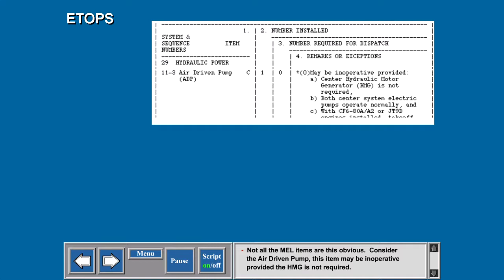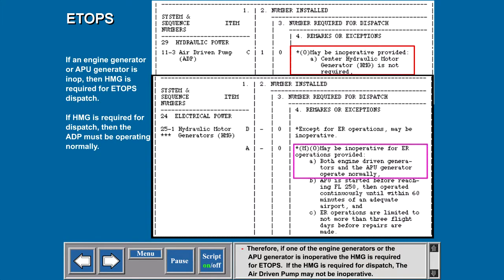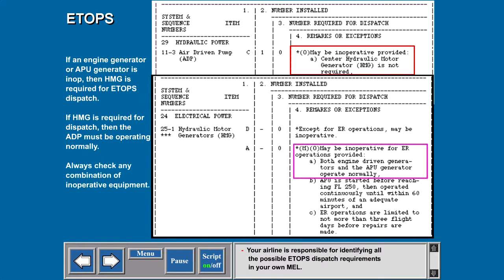Not all the MEL items are this obvious. Consider the air-driven pump. This item may be inoperative, provided the HMG is not required. The HMG is required for ETOPS only if one of the other three sources of AC power is inoperative. Therefore, if one of the engine generators or the APU generator is inoperative, the HMG is required for ETOPS. If the HMG is required for dispatch, the air-driven pump may not be inoperative. Your airline is responsible for identifying all the possible ETOPS dispatch requirements in your own MEL.